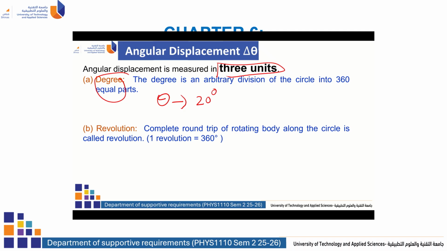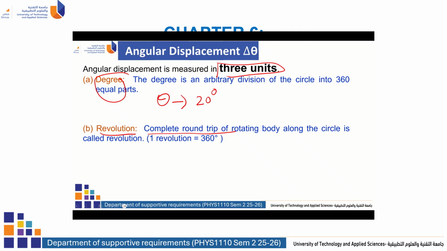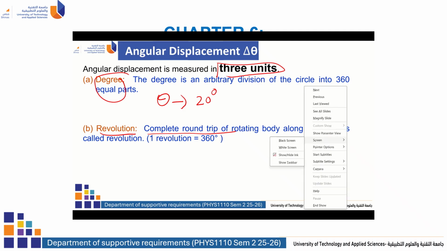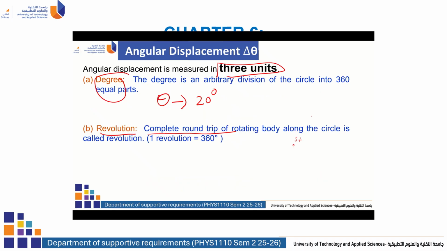It can also be shown in the unit of revolution. What is the meaning of revolution? Here is a small definition for the revolution: a complete round trip of a rotating body. The meaning is, for example, if the body is starting from here.